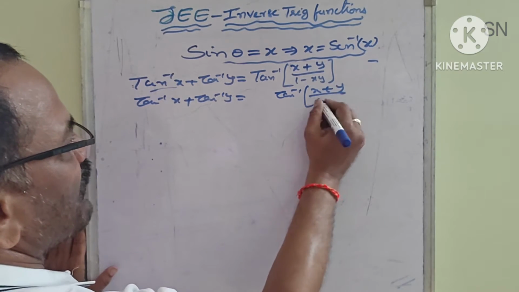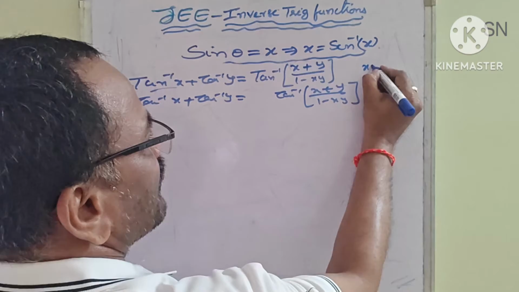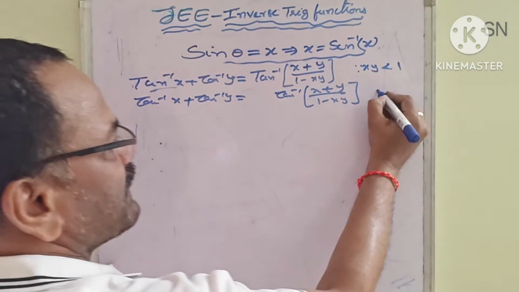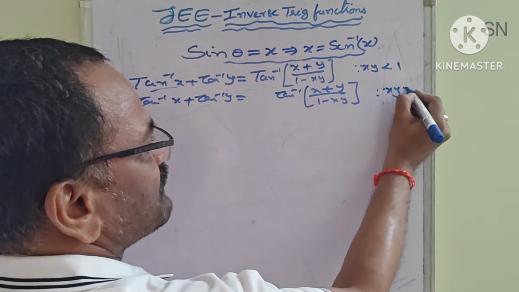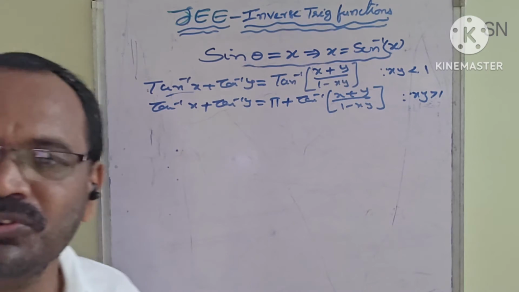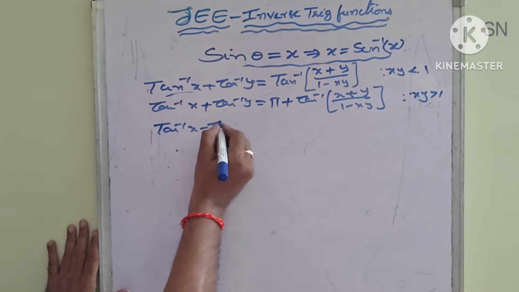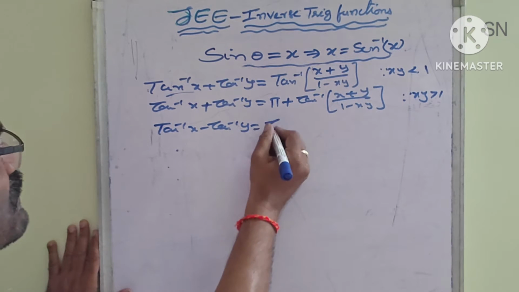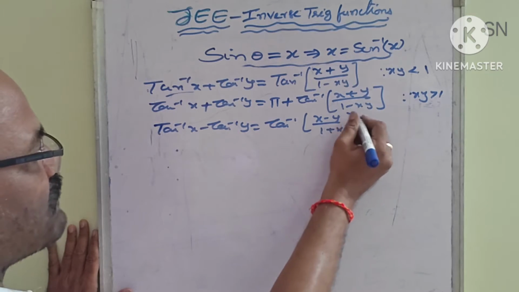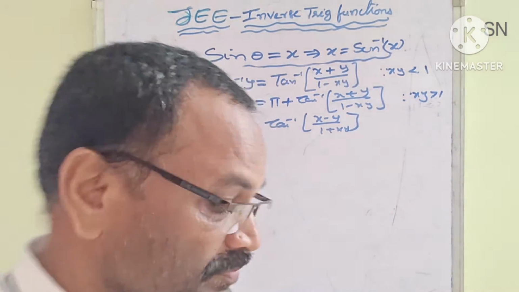So tan inverse x plus tan inverse y is tan inverse of x plus y by 1 minus xy. In this case, xy is less than 1, so this is the one. In this case, xy is greater than 1, here pi plus. Difference between these two formulas. Now here, tan inverse x minus tan inverse y is equal to tan inverse of x minus y by 1 plus xy. So this is also the tan of a minus b formula.